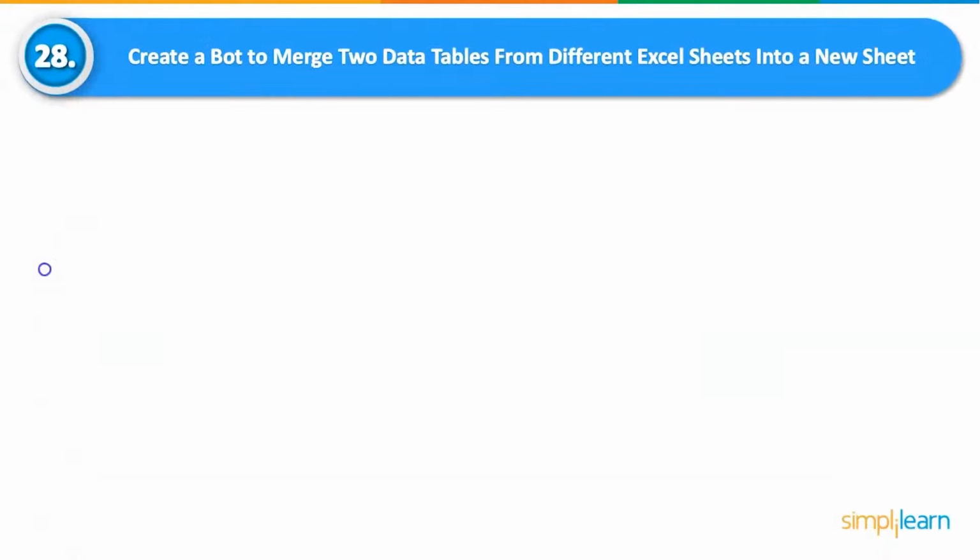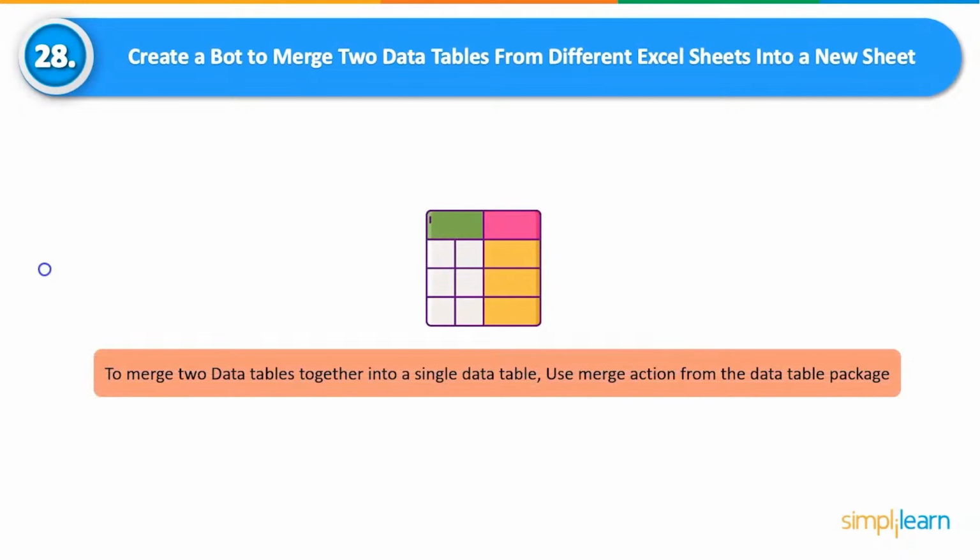Create a bot to merge two data tables from different Excel sheets into a new sheet. So to merge two data tables together in a single data table, in Automation Anywhere, we use the merge action from the data table package. So let's go to Automation Anywhere.